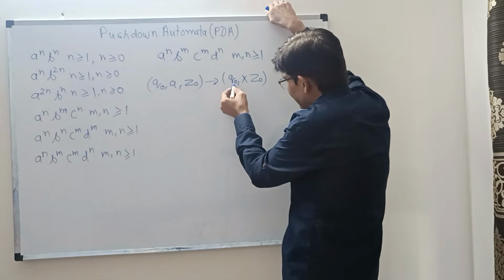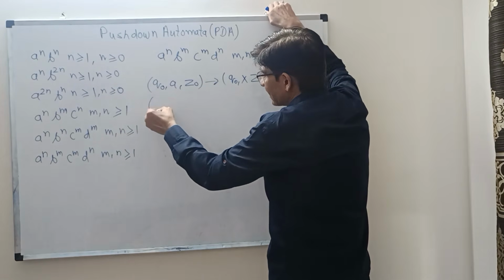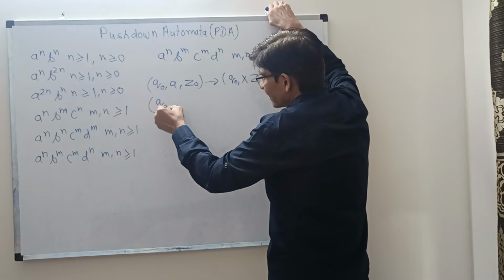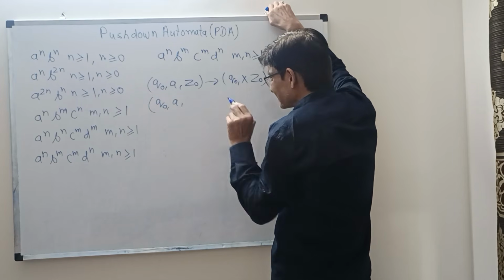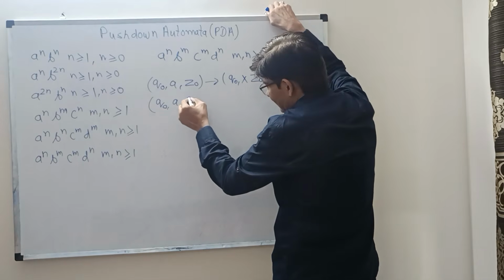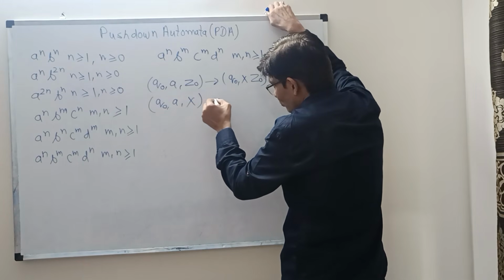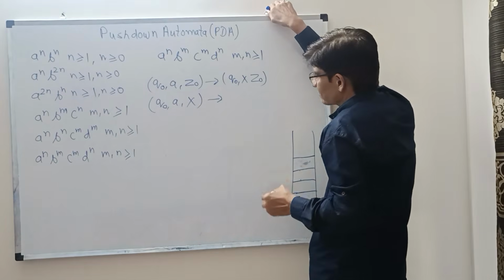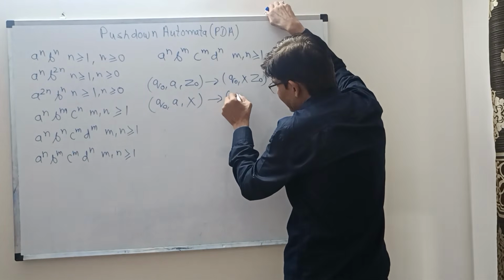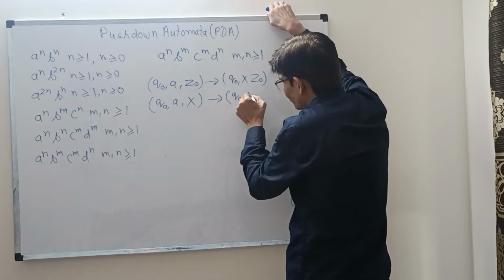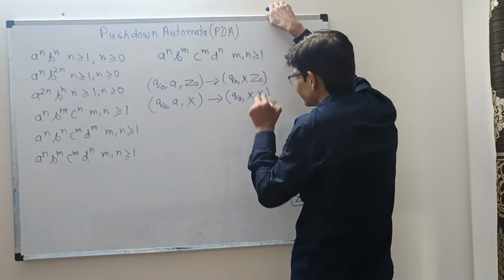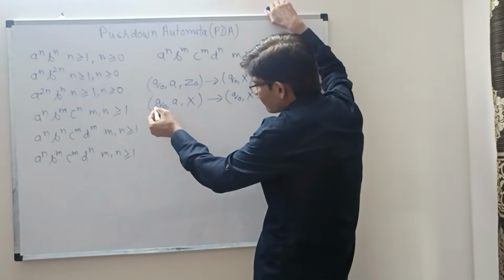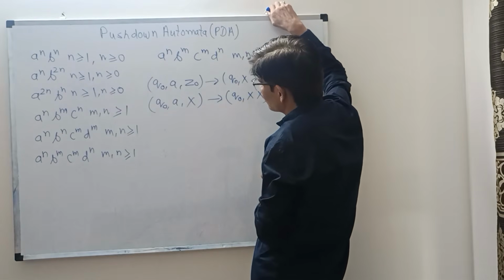Then on Q0 again you will get a second A. So on Q0 you are reading A again, but this time X would be on the stack top. So I can write one more transition for this combination. Now you can see I can stay on Q0 and push one more X into the stack like this. So now you can read any number of A's using this rule.